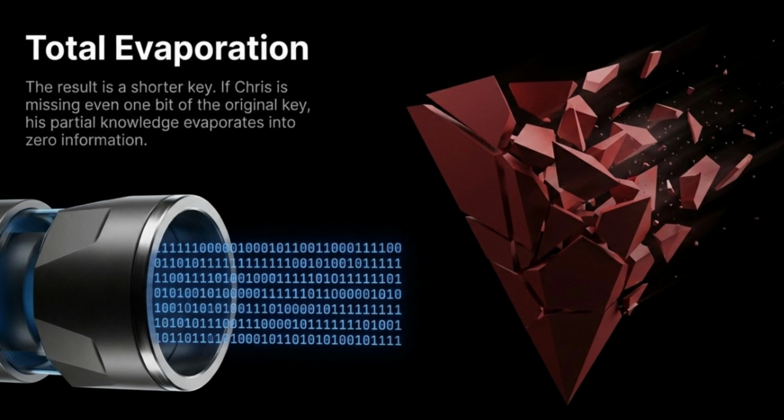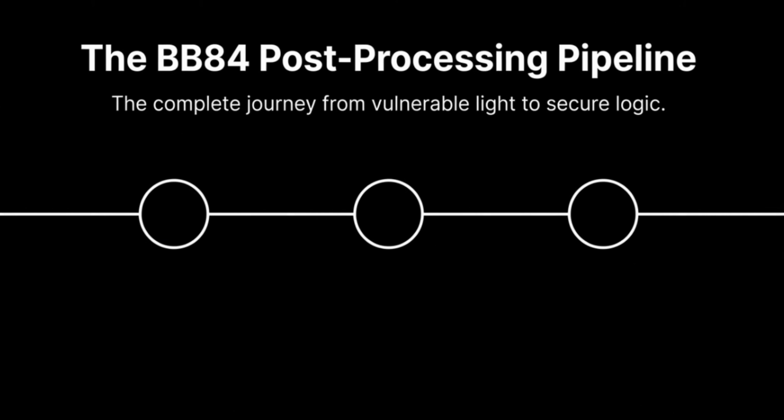This final key is shorter than the one we started with, but it is exponentially more powerful. It is a tool forged in the laws of physics and refined by the logic of mathematics. Jennifer and John have successfully navigated the path to perfect secrecy. Let's take one final look at the entire pipeline to see how these individual steps create a single, unbreakable shield. We have reached the end of the line.